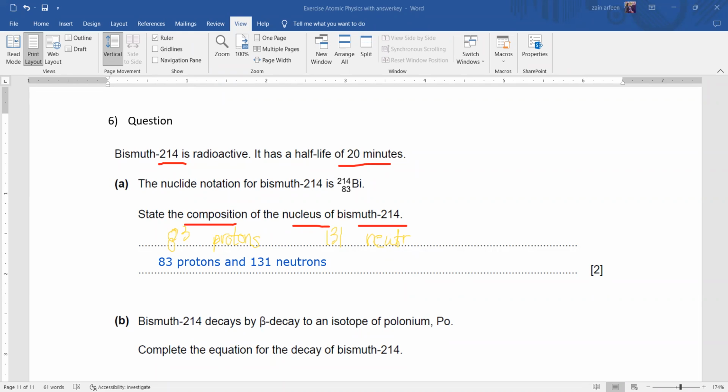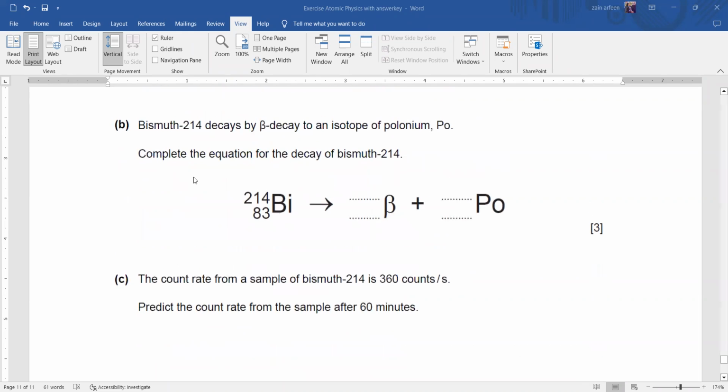The next part: it decays by beta emission. Whenever there is a beta decay, the nucleon number does not change, and the proton number increases by 1. So you can use the screen annotation to complete it. The nucleon number does not change at all, and the proton number increases by 1.